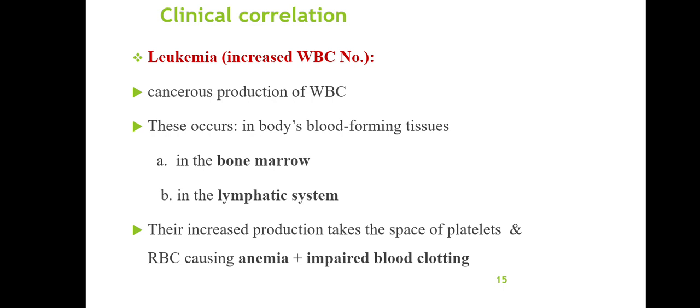Okay, so some of the clinical correlation to this topic is that we have some conditions like leukemia. What is leukemia? Leukemia is an increased white blood cell count. Remember we said the white blood cell number is about 4,000 to 10,000 per millimeter cubed of blood. This range is there because there are instances where the white blood cells are not needed in the body, when they are on average like 4,500. But in case of infection, they can go up to 10,000.